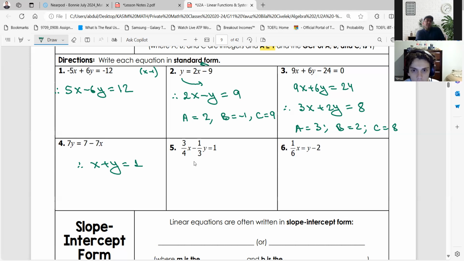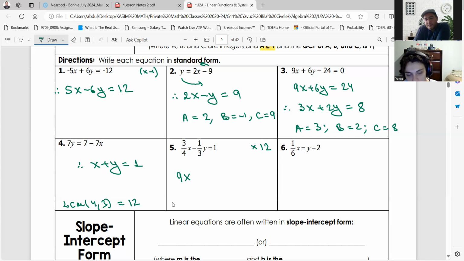So what do we do here? We should multiply both sides by 12. Oh, because it's the least common multiple, right? Yeah, the least common multiple of 4 and 3 is equal to 12. So if you multiply both sides by 12, what is 12 times 3 over 4? 12 times 3 over 4 is 36 over 4, which is 9, right?